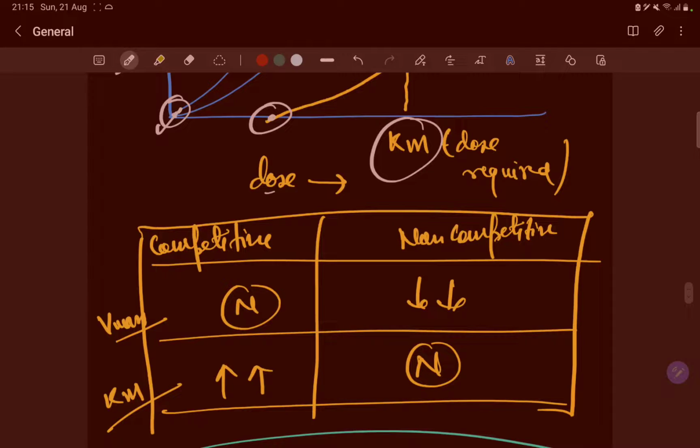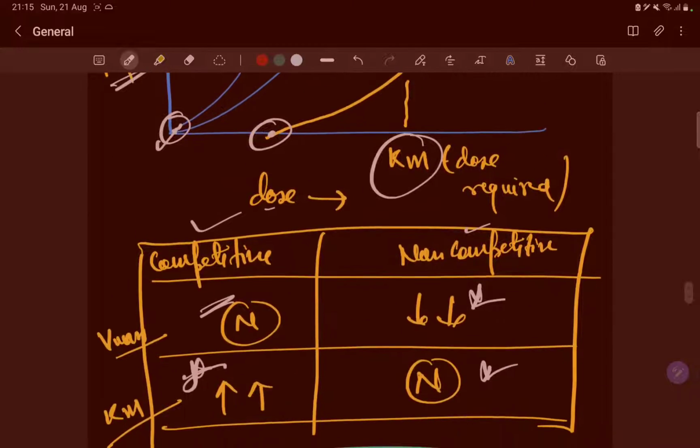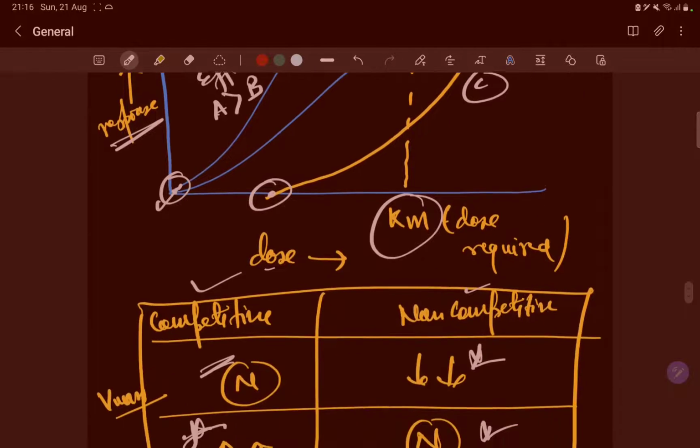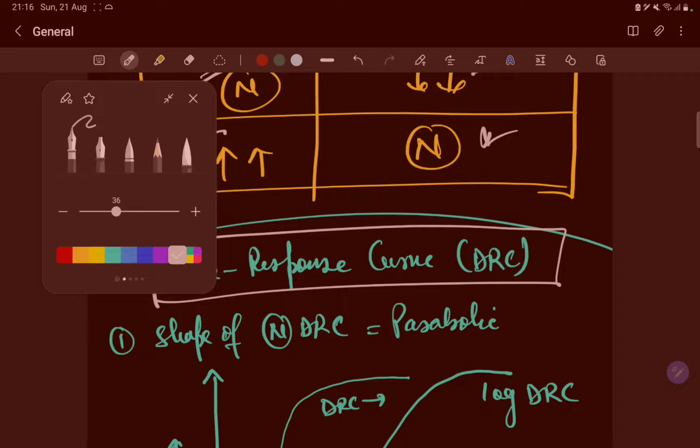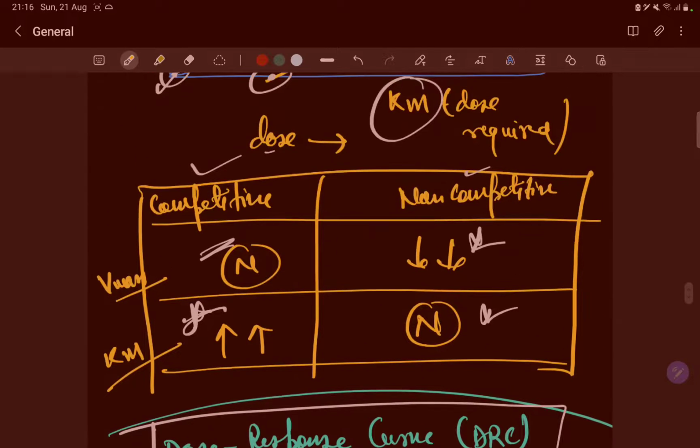Now we can say this about competitive and non-competitive. Vmax is normal in the competitive antagonism, but in the non-competitive antagonism, Vmax decreases. In the competitive antagonism, Km increases, but in the non-competitive antagonism, the Km is normal. Okay, now we are not discussing this right now, but basically you have to understand the basic concept. At the end of the day, this table will help you to solve the questions also.